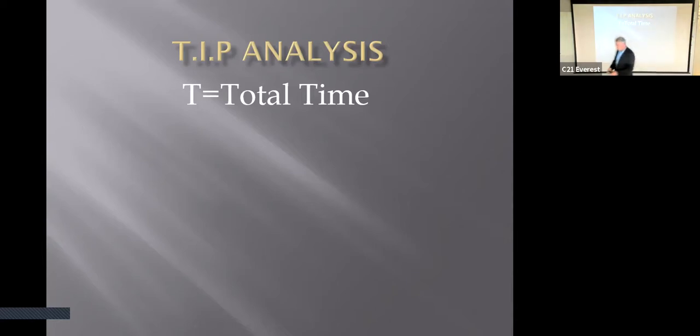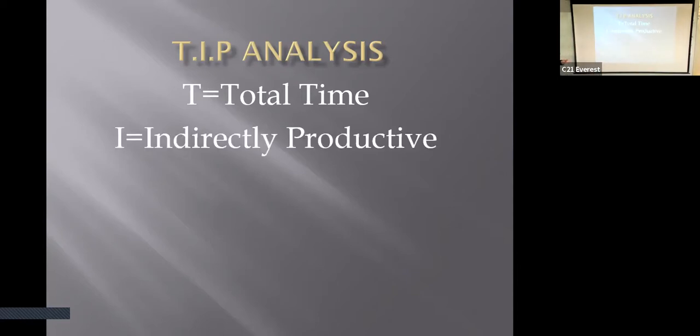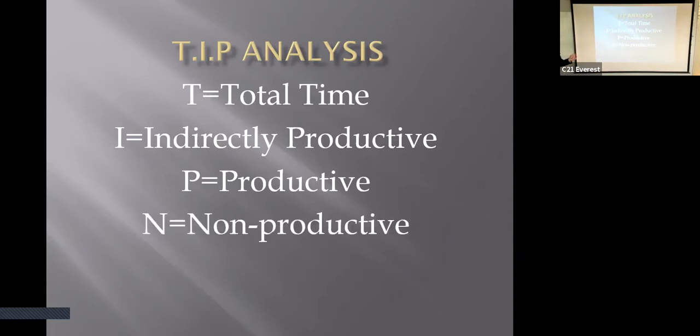The T in TIP analysis stands for total time. The I stands for indirectly productive. I'm going to give you a definition for all of these shortly. The P equals productive time. And then there is an N, which is why somebody said you should just call it a PINT analysis. I've called it a TIP analysis for so long that I can't quite get myself there. N is non-productive. You're going to hear me say this over and over again today.